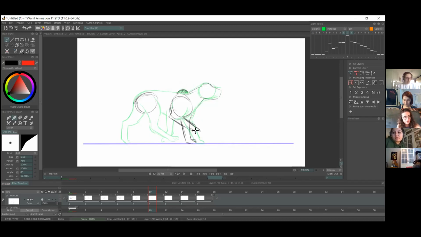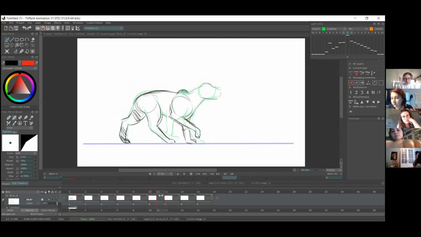And then the front leg. The back leg that was lifting off is touching the ground, and the pelvis has gone down.